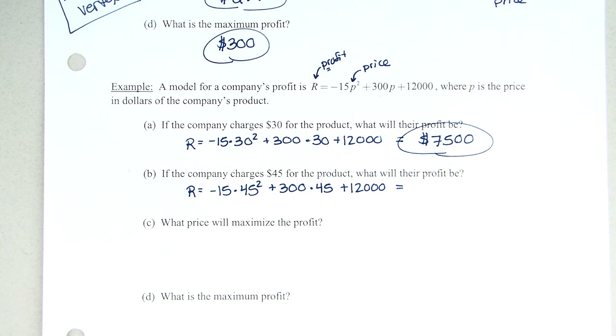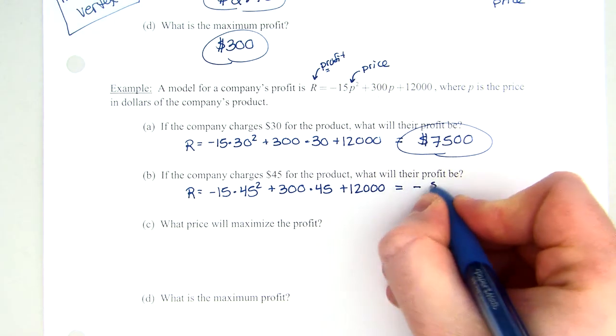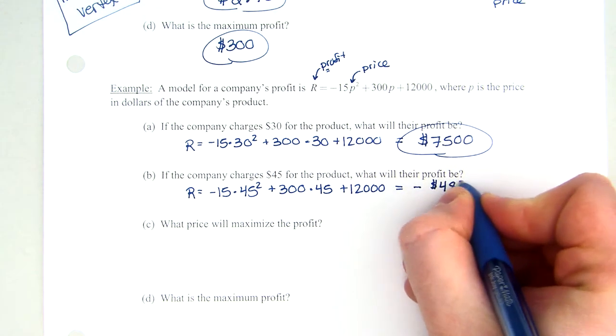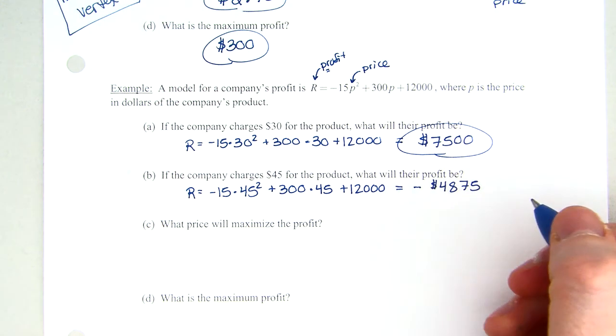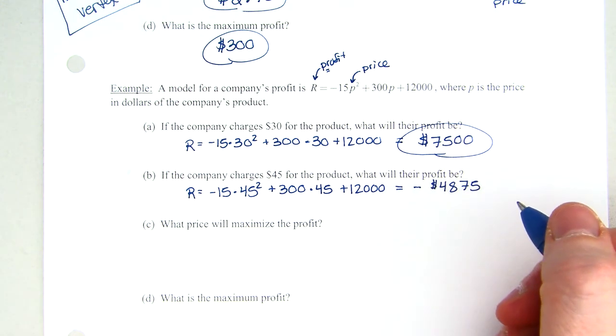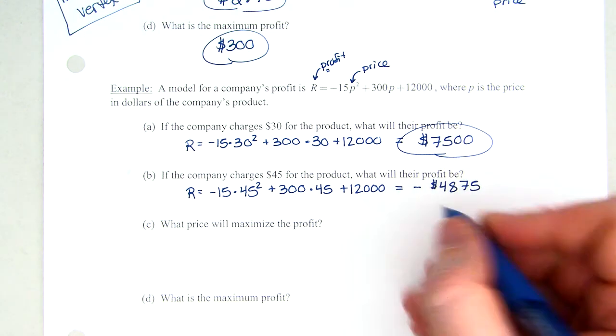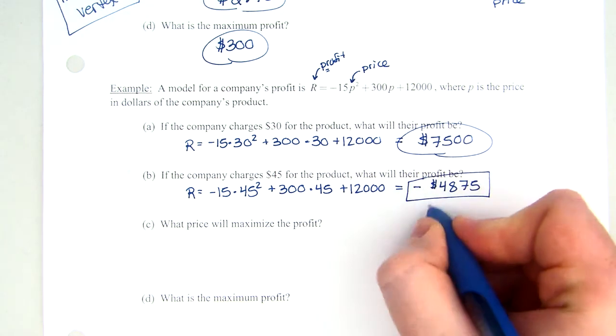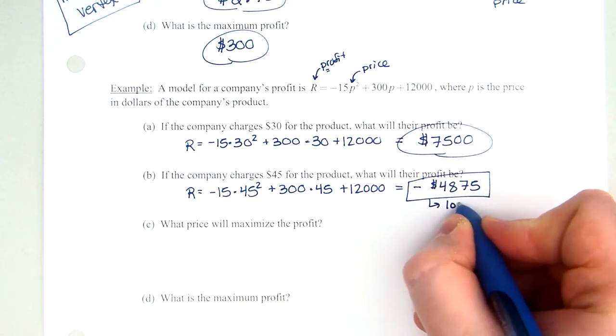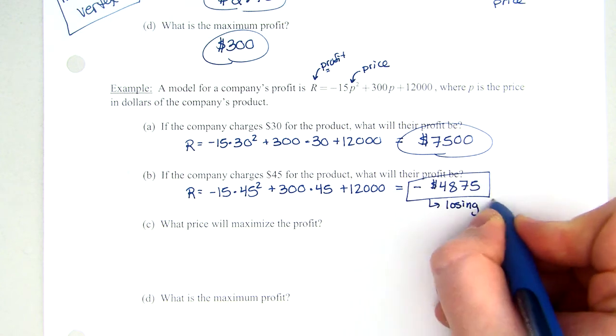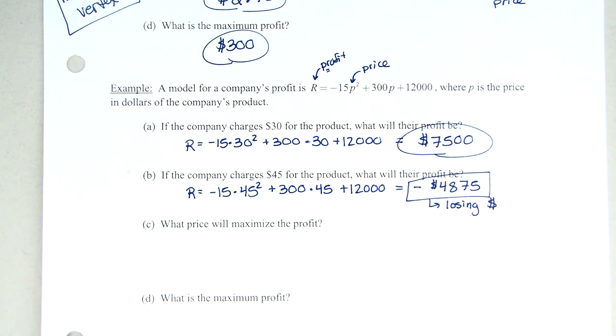Ew. Well, I'm getting a negative number over here, which means they shouldn't charge $45 for this. That's way too much, and they're going to end up losing money. I can say that that's the profit, and I can say, what does this mean? They are losing money. Don't charge that.